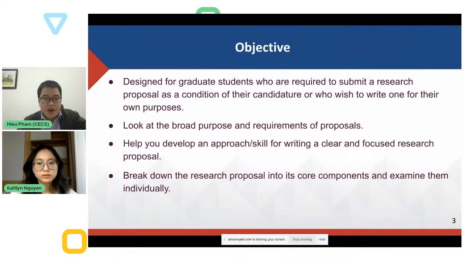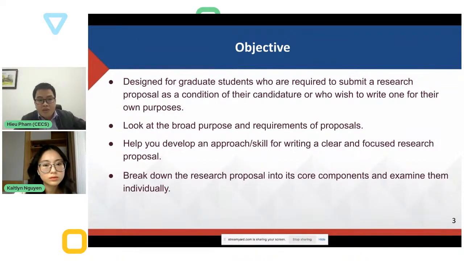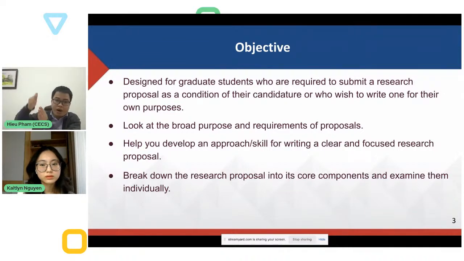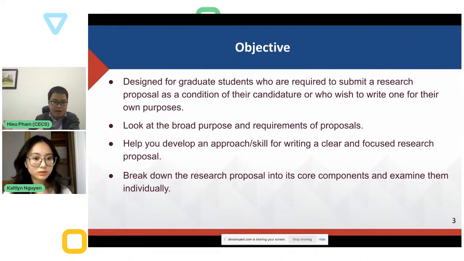At the end of the talk, you will have a look at the broad purpose and requirements of a research proposal, and you will learn some important skills to develop an approach and methods for writing a clear and focused research proposal. So you can understand how to go from a big topic and work down the research proposal into some core components and examine them independently.